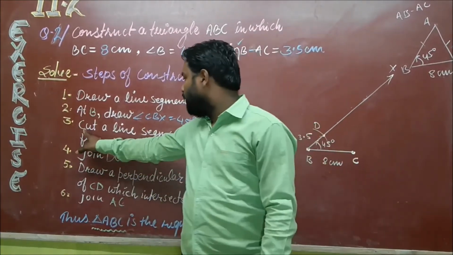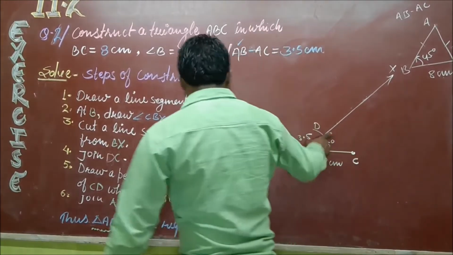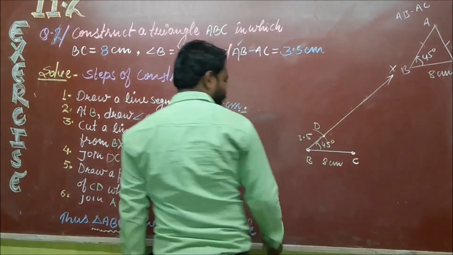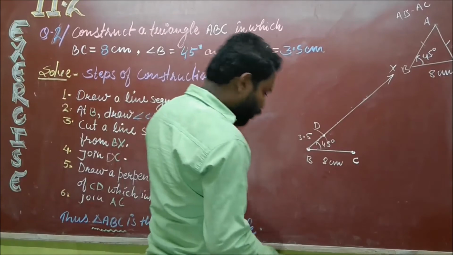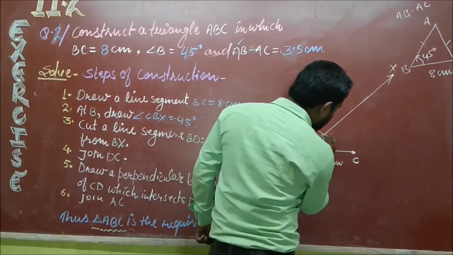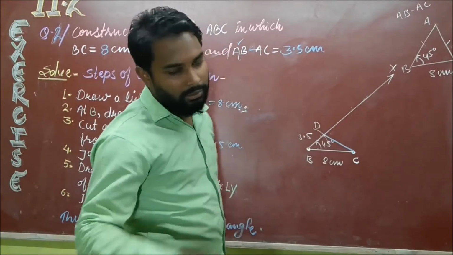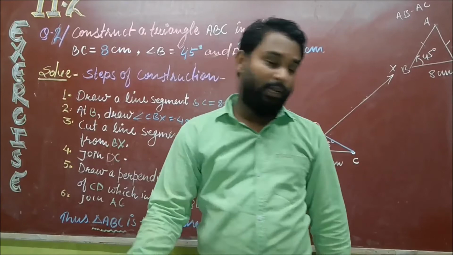You can see here, cut a line segment BD. This is BD of 3.5 centimeter from BX. You can say this is of 3.5 centimeter from BX. And hereafter what do we do? We join this D to C. So this is again one more step of construction that I have to write here in the steps of construction. You can see join DC that I have written.